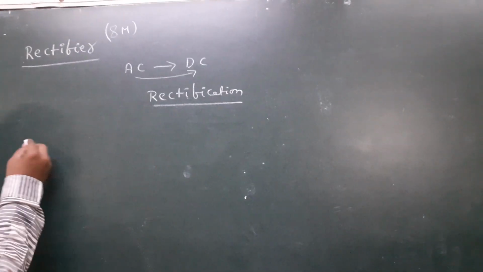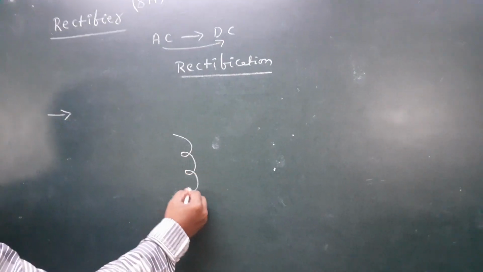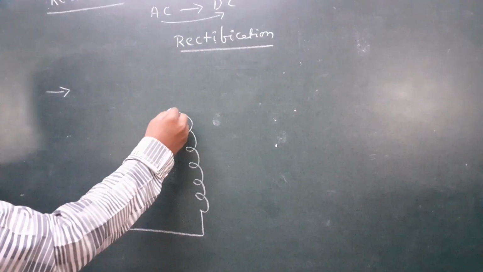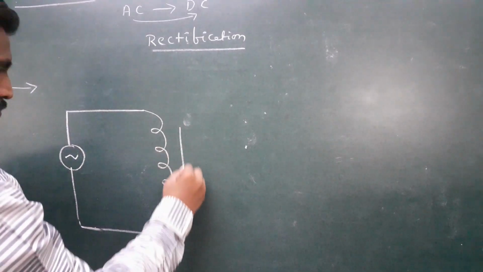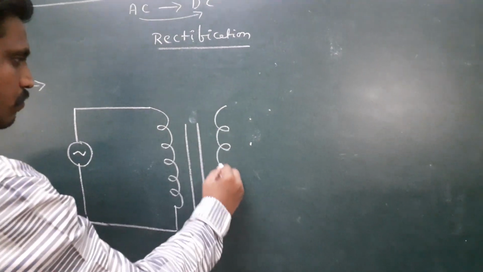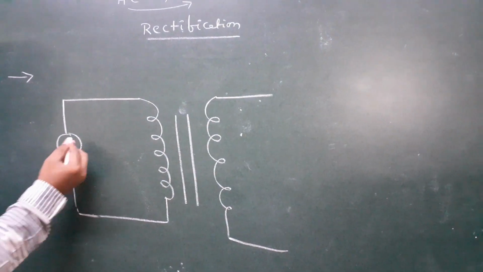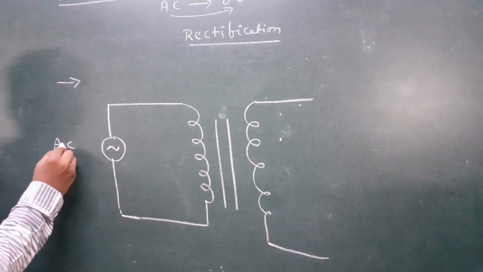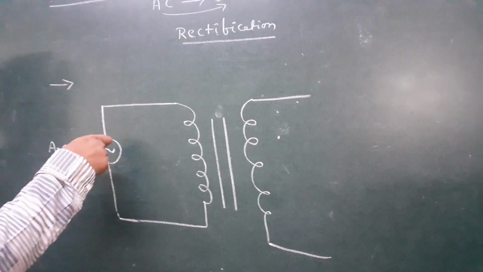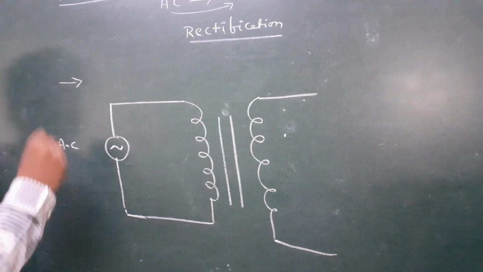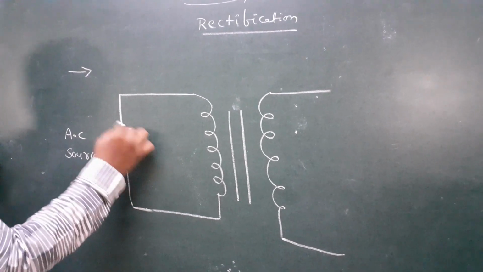Okay, now this is the circuit diagram. Nana, look here. This is the symbol of the AC source, which is converted to DC. That means the AC will be converted to DC. That is here AC, now this is converted into DC. This is called AC source. This is the symbol of the AC source in electronics.